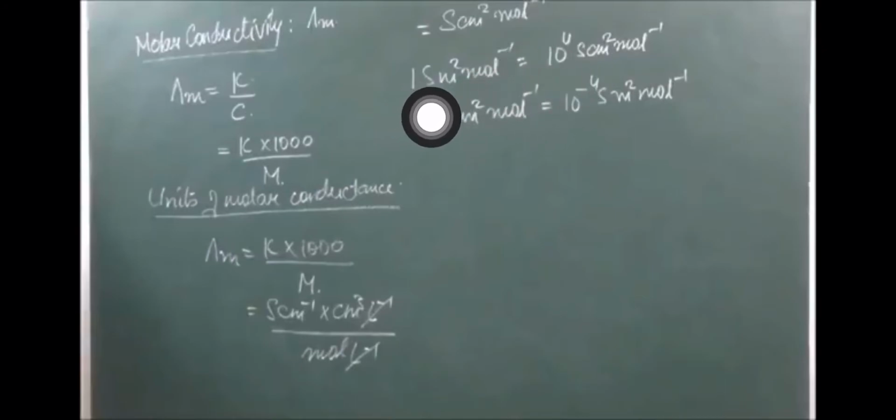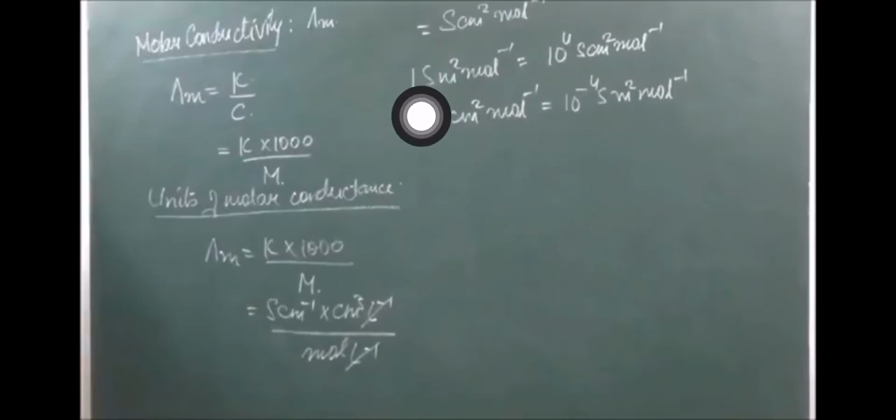So 1 centimeter square per mole is equal to 10 raised to 4 siemens centimeter square mole inverse. We know that 1 meter square is equal to 10 raised to 4 centimeter square. How does it come? 1 meter square is 1 meter into 1 meter, so 1 into 1 meter is 100 into 100 centimeter, and that comes to 10 raised to 4 centimeter square.